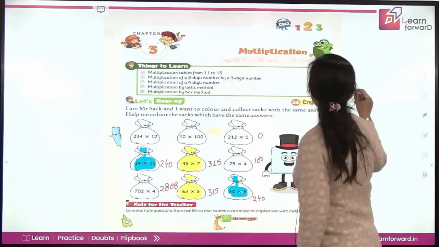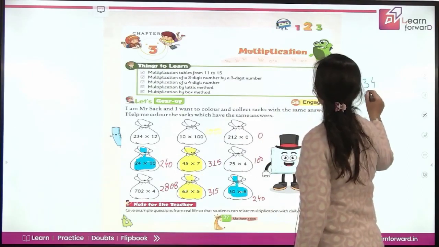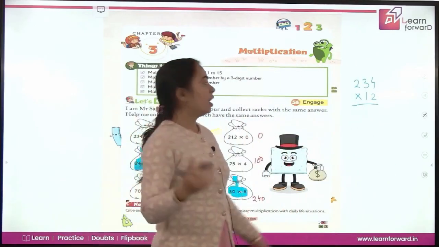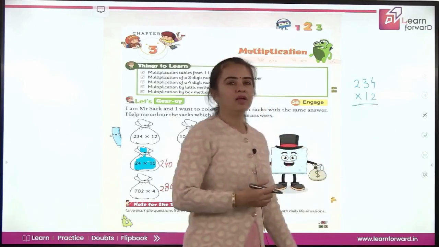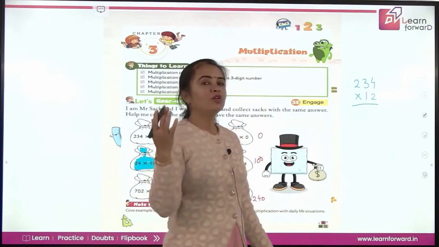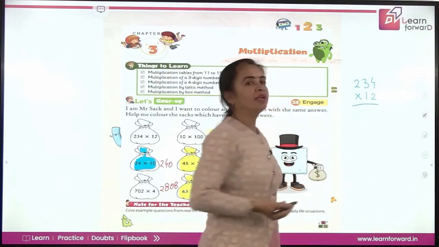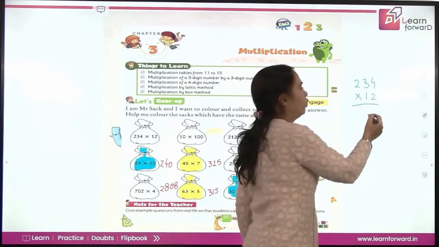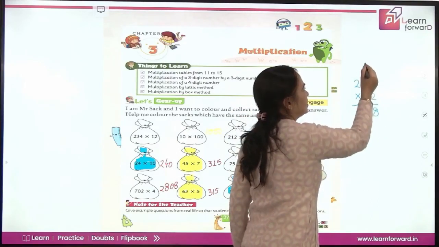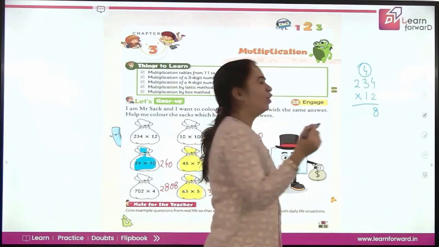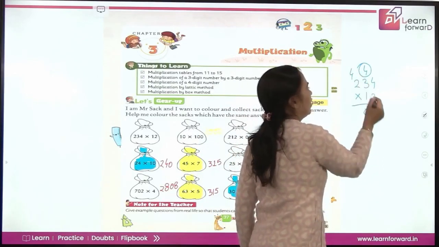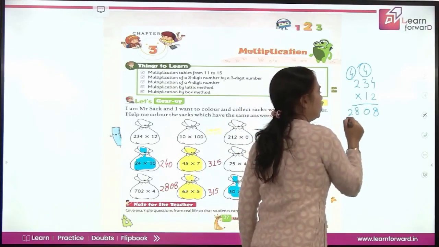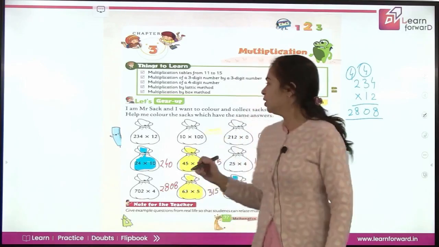234 times 12. For the children who already know the table of 12, it will be an easier task. I'm mentioning again because they are going to read the table of 12 to multiply. For those who have not learned yet, you will go in 2 steps as you have learned multiplication by 2-digit numbers. So let's make the task easier. Let's read the table of 12. 12 fours are 48. 12 threes are 36 and 4, 40. Perfect. And 12 twos are 24 plus 4, this is 28. See, you got the answer faster, isn't it? So here you get 2808.